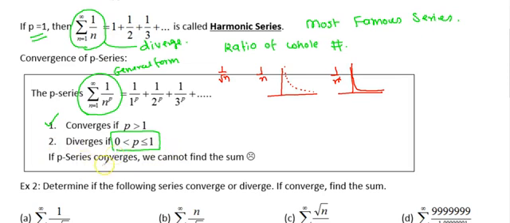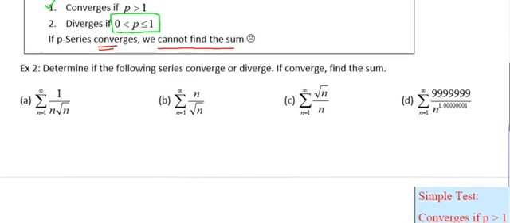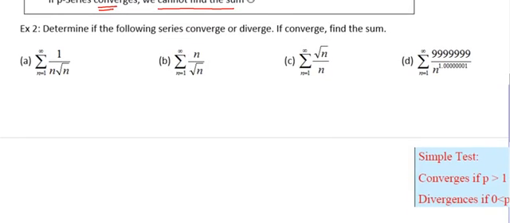But if we can only say the P series converges, we cannot find the sum. Remember, there is only one type of series for which you can find the sum, which is the geometric series. So here, all we have to do is look at the value of P and then we can say.